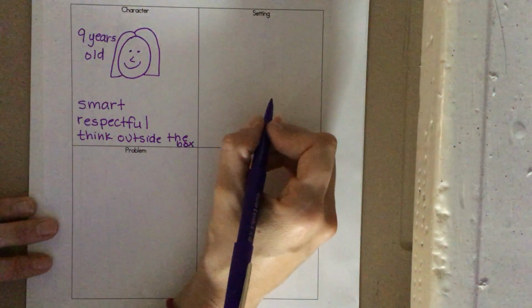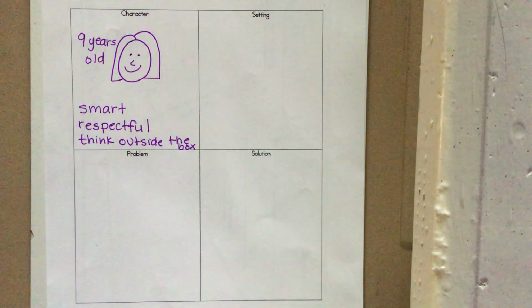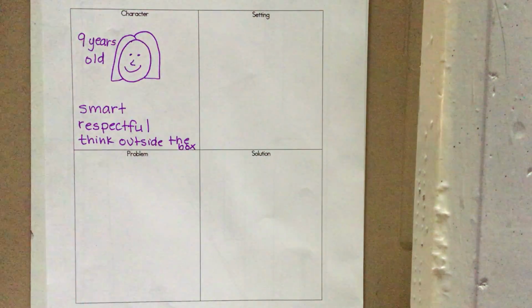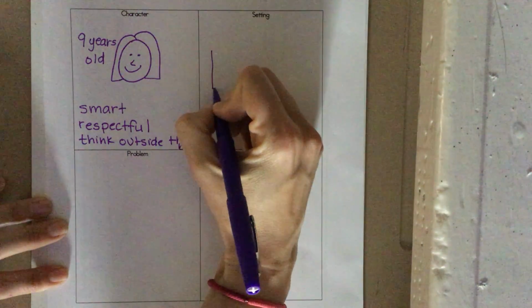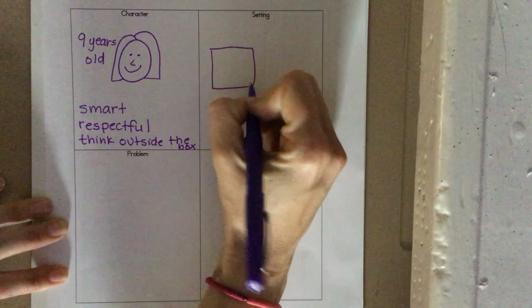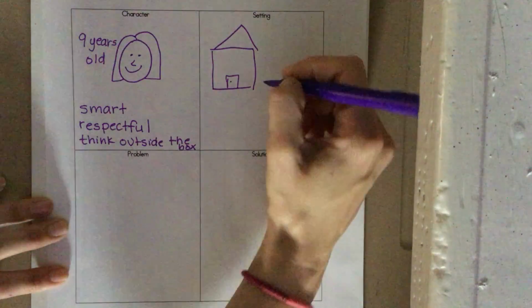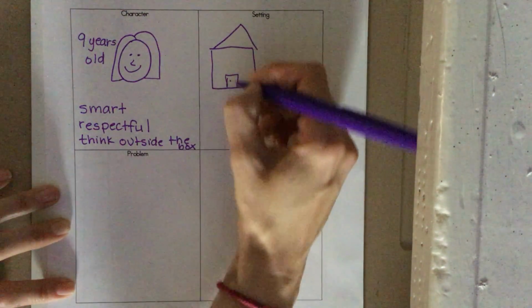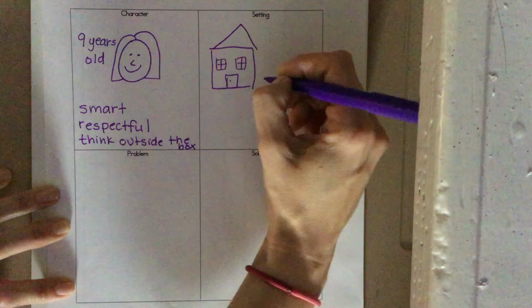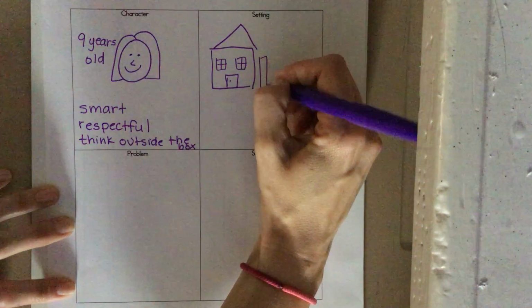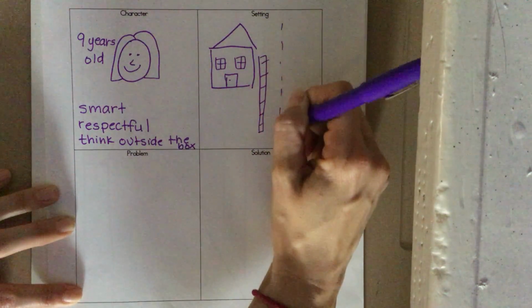Next, I'm going to think about the setting. And now I really have to start thinking about my story as a whole. I'm thinking that I want the setting of my story to be in my girl's neighborhood. So I'm going to draw a house. And I'm thinking that I want my setting to mostly take place outside. So I'm going to draw the sidewalk and maybe even the street.